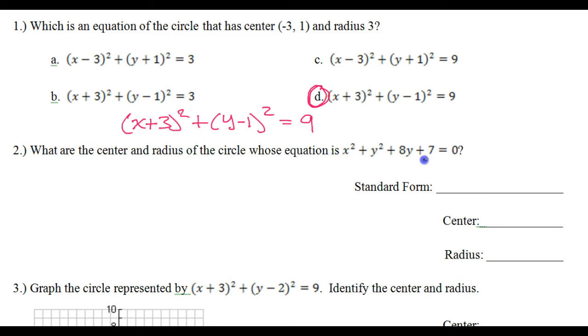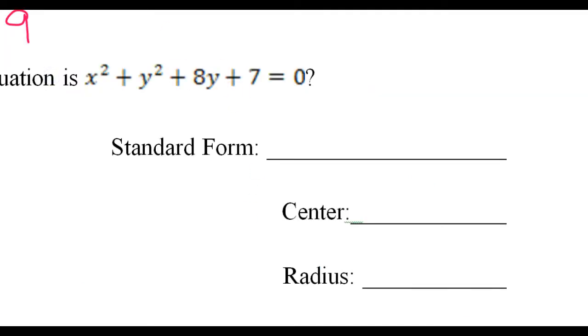Now, this is not in standard form. This is called general form. So what we have to do first is rewrite this equation in standard form. And it's completing the square that we use to get these parentheses happening. Let me zoom in. Alright, so we're going to have to complete the square.